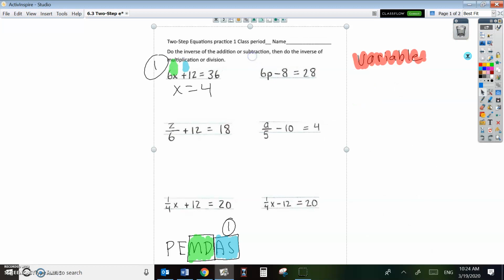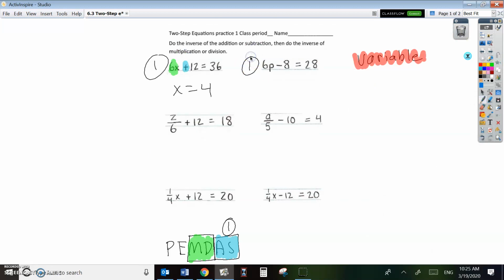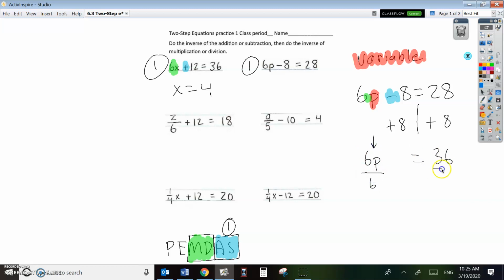Okay, look at problem 2. 6p minus 8 equals 28. It has a variable here. It has multiplication, it has addition and subtraction here. And it has multiplication and division here. So now we work in order and we make a scale, add 8 to both sides. 6p equals 36. This is 6 times p, so divide by 6 on both sides. And p equals 36 divided by 6 is 6.